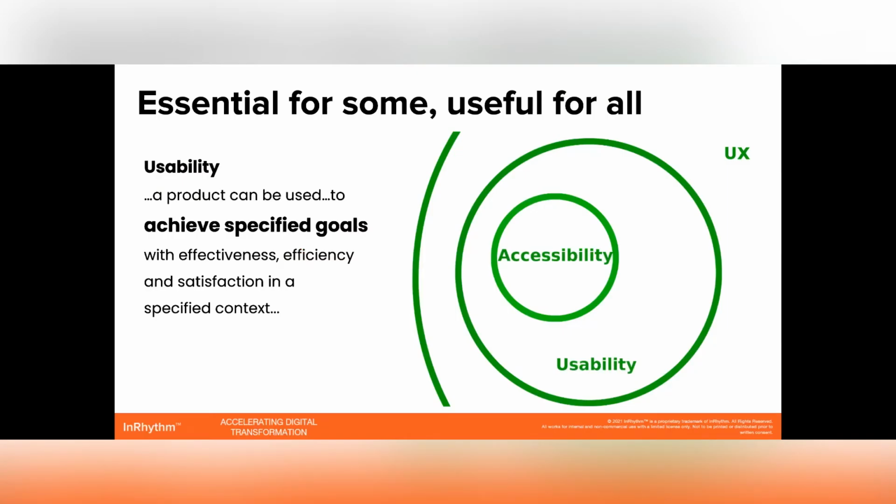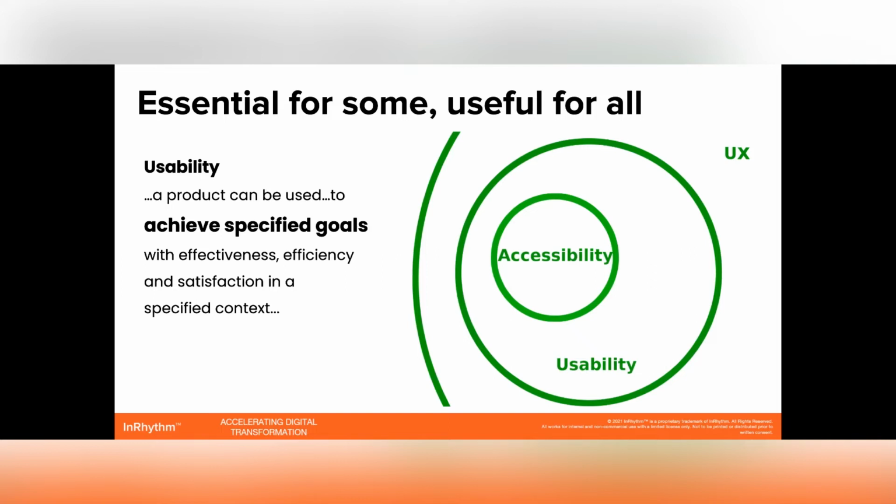Essential for some, useful for all is one way to describe accessibility. To see why, let's look at this diagram showing how accessibility relates to user experience. Accessibility is a subset of usability, which is in turn a component of user experience. And usability is defined as a product can be used to achieve specified goals with effectiveness, efficiency, and satisfaction in a specified context. The key phrase here is achieve specified goals.